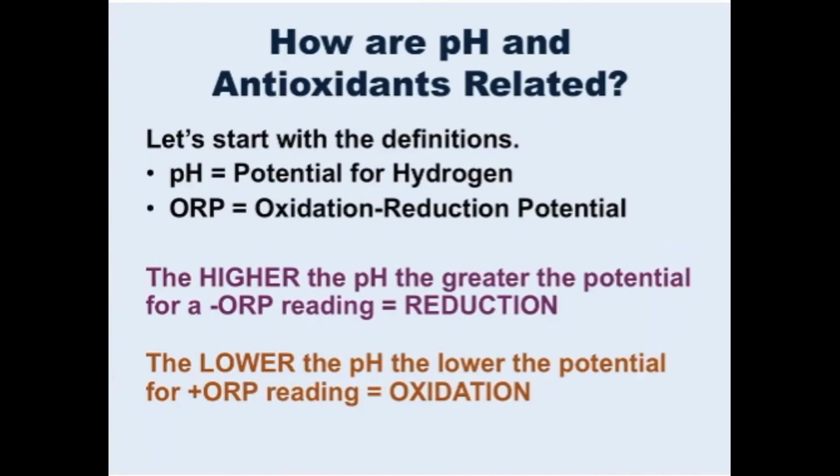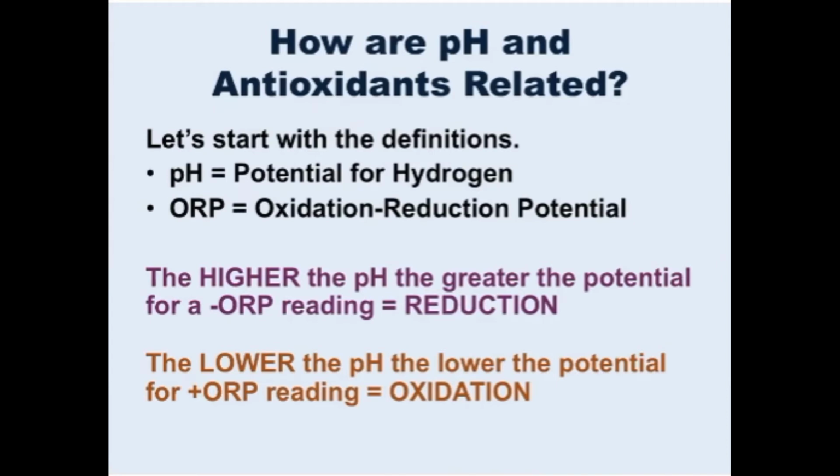So now we're going to go into our topic for tonight, which is how pH and antioxidants are related. Let's start with simple definitions. pH stands for potential for hydrogen, and I'm sure all of you know that. ORP stands for oxidation reduction potential. The higher the pH, the greater the potential for a negative ORP reading, and a negative ORP reading equals reduction.